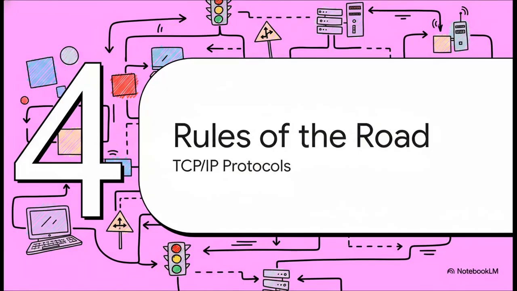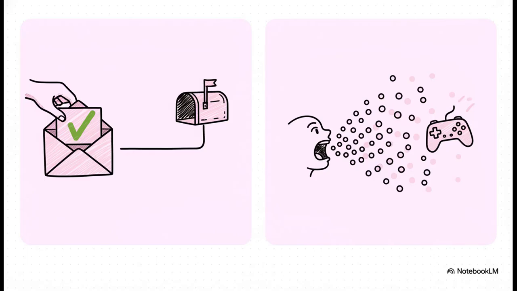All right, so our packets have an address, and they're zipping through this physical network. But to make sure they all communicate properly and get put back together the right way, they have to follow a very specific set of rules. The two main rulebooks are TCP and UDP.